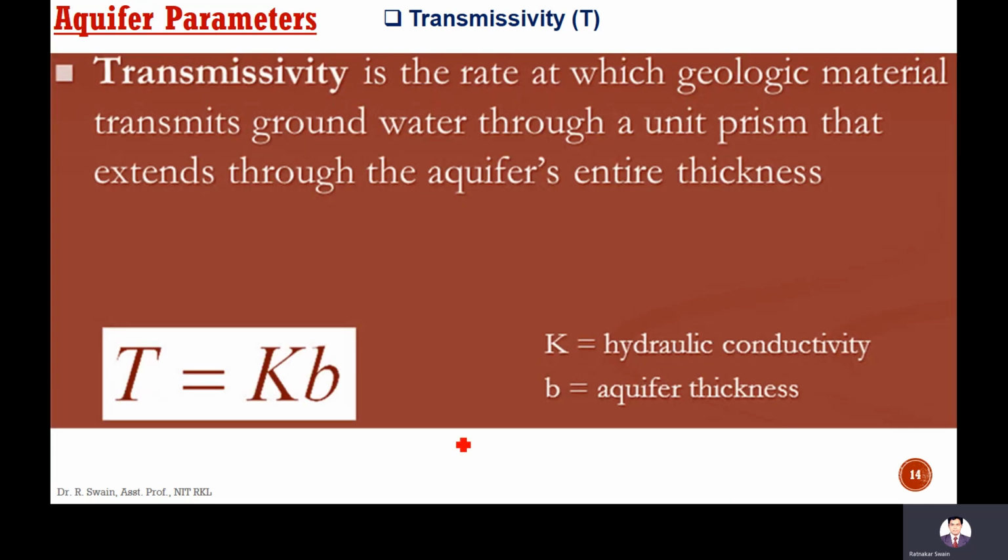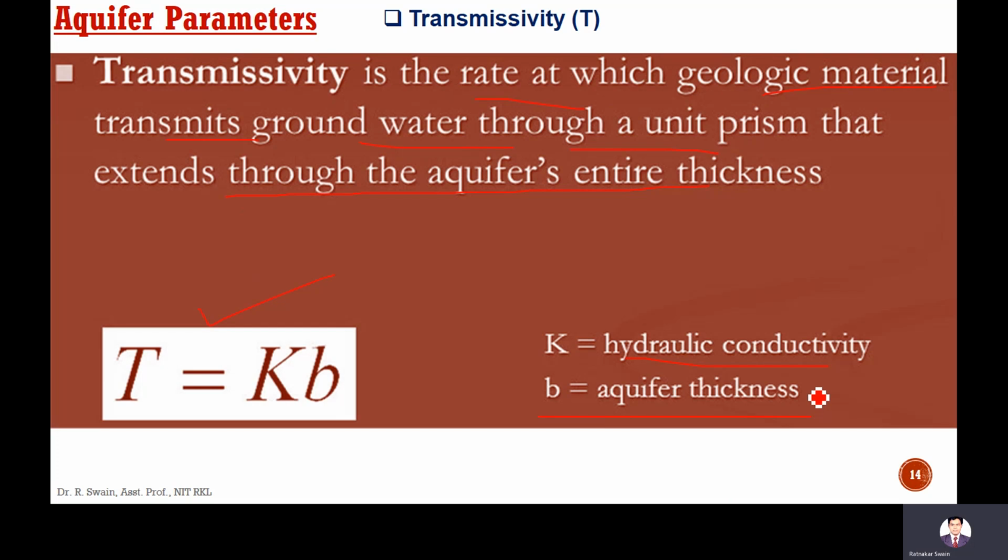This is just a similar example. Transmissivity is the rate at which a geologic material transmits groundwater through a unit prism. A unit prism means one unit hydraulic gradient and unit width that extends through the aquifer's entire thickness. That is called transmissivity. It is equal to K into B, where K is hydraulic conductivity and B is the aquifer thickness.